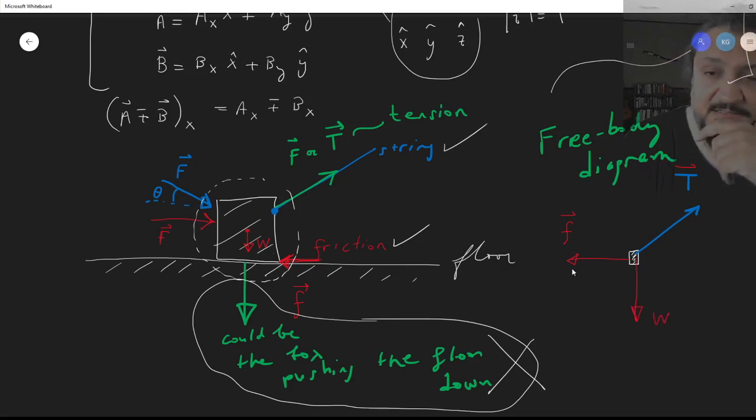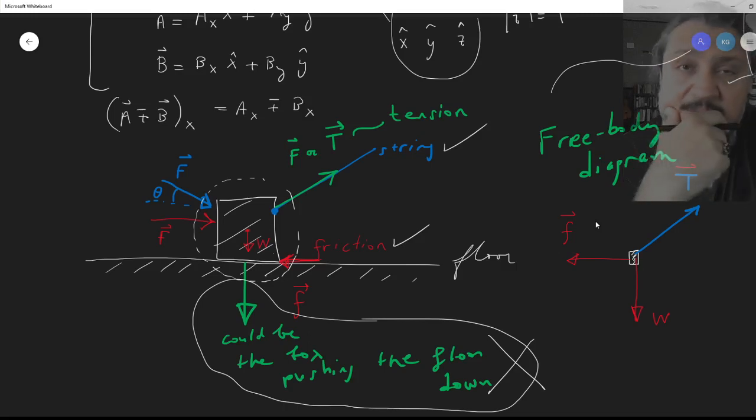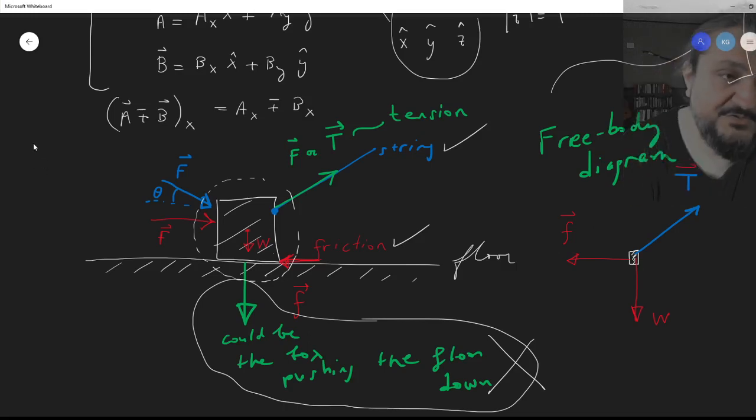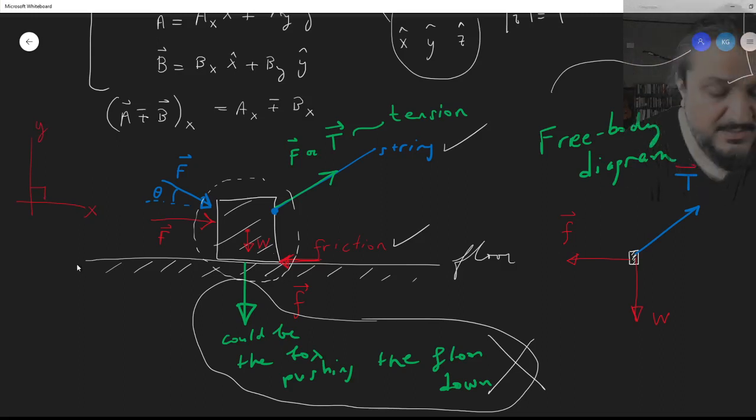Now, is the free body diagram complete? No, there's one more thing. You will need a coordinate frame. X, Y, those Cartesian coordinates. And you can draw them any way you like, those two axes, X and Y, as long as they are perpendicular to each other. Anyway, well, this is also perpendicular, right?